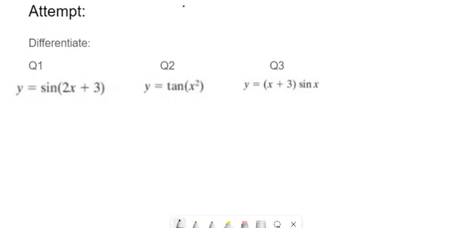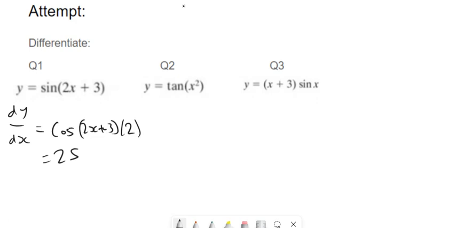Right, so the first one, sin. So dy dx is equal to, the differential of sin is cos, so that'll be cos of 2x plus 3, and then I must multiply by the differential of what is inside, so that's just going to be 2 in this case. So multiply all that by 2 equals 2 cos of 2x plus 3. That's the first one done.